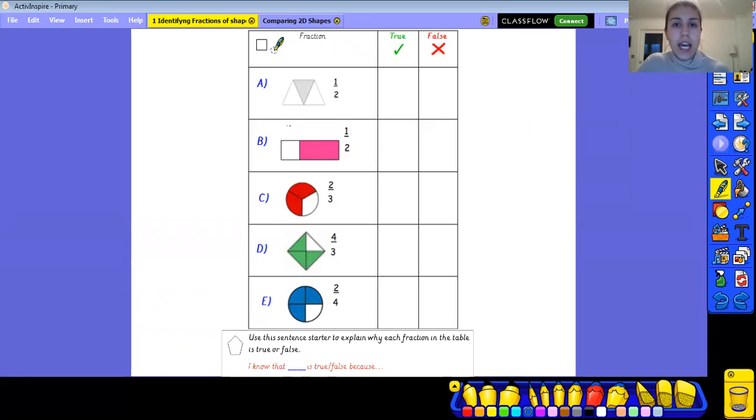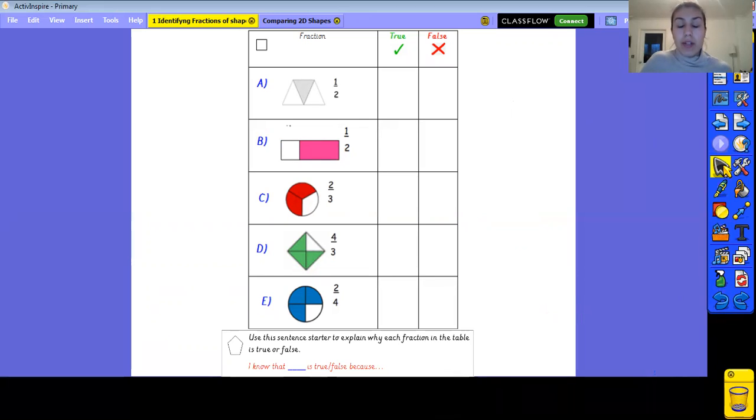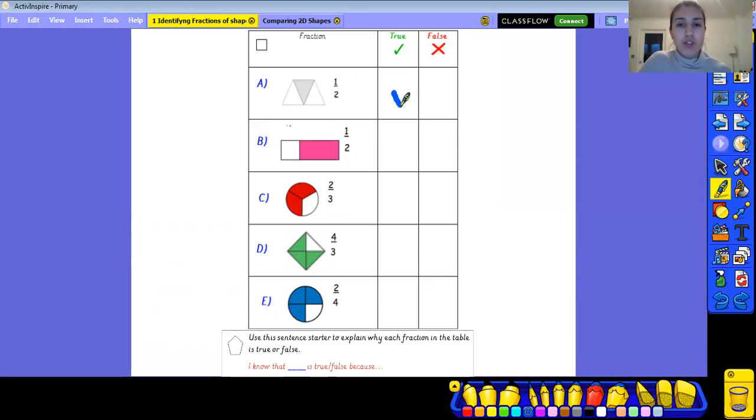The square sheet is where you need to do some reasoning. So just like we did a few minutes ago, there is a picture here of a fraction and a fraction that somebody has written down. They think that this fraction represents this. So they think that this representation here is showing 1/2. So you need to say, is that true or is that false? You just need to put a tick in the box. If it's true, tick true. If it's false, you can tick false here.